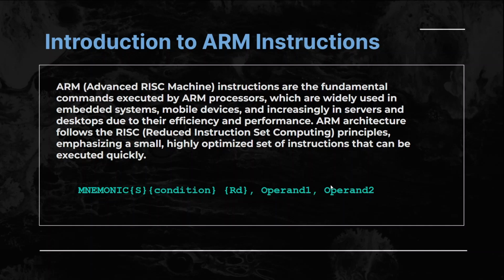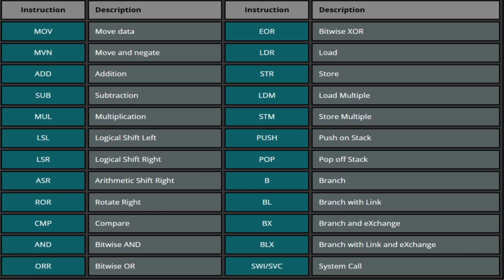Now let's have a look at the instructions and their descriptions. These instructions can be categorized into 5 types: data processing instructions, load and store instructions, branch instructions, control instructions, and shift instructions. You can look at all the instructions and their descriptions in this table. In further lectures, we'll take a deeper look at each of these instructions.